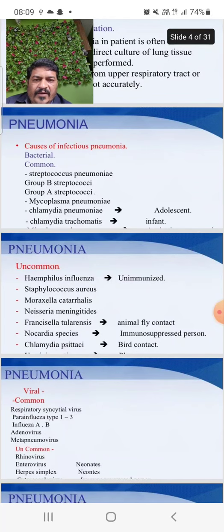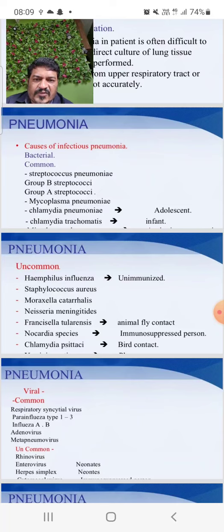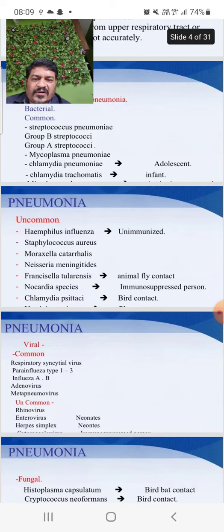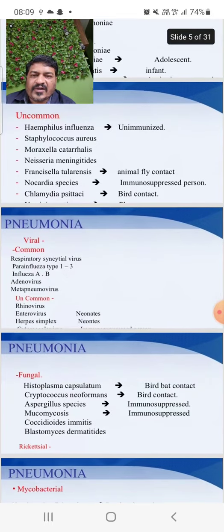Bird pneumonia. Viral: common are respiratory syncytial virus, parainfluenza types 1, 2, 3, influenza A, B, adenovirus, metapneumovirus. Uncommon are like rhinovirus, enterovirus, herpes simplex, mainly in the neonates. Herpes simplex is also in the neonates.